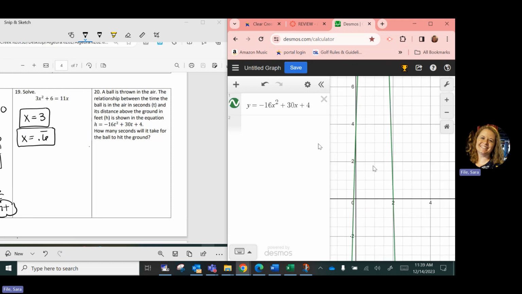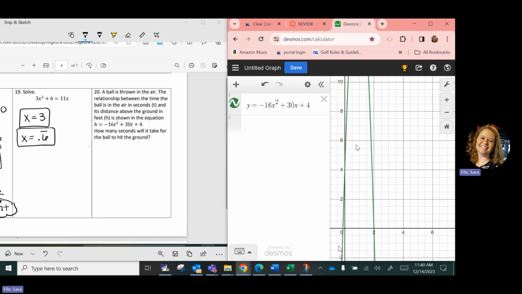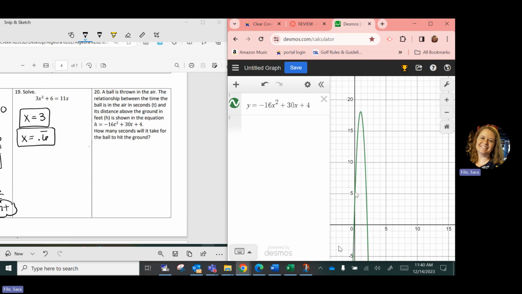So here is this instance. Now, this is representing a ball being thrown, and they said time is the x, this is seconds, and the distance above the ground is the y. So you can see if you zoom out, this is like I'm standing here, I throw the ball, this is how high it goes. This is the highest it gets, and then it comes down, and when it gets here, that's the ground. So it takes 2 seconds for it to hit the ground. Does that make sense? So it's asking how many seconds will it take for the ball to hit the ground?